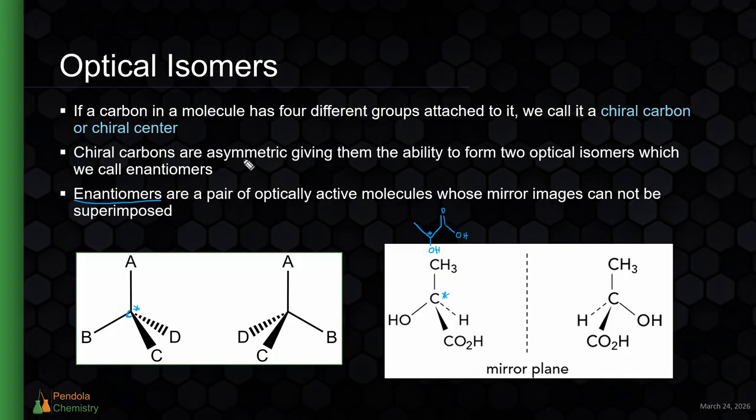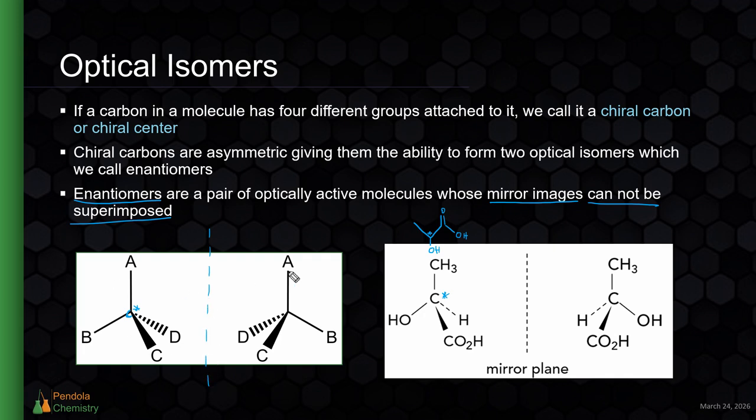So let's make this a little more concise. What is an optical isomer? Optical isomers are mirror images of each other that are non-superimposable, cannot be superimposed. What does that mean? When we put them on top of each other, the 2 molecules are not the same, even though they look to be the same and they're mirror images. So what do we mean by a mirror image?